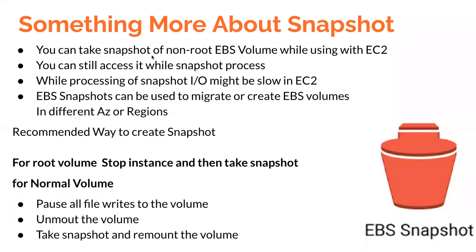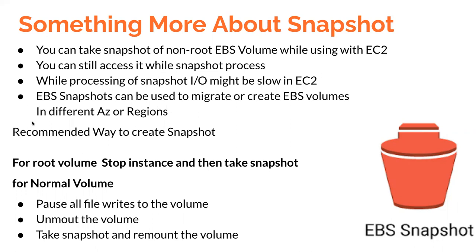Something more about snapshots. You can take a snapshot of your non-root EBS volume while using the EC2. You can take an EBS volume snapshot while you are working on the non-root EBS volume. You can still access the EBS volume during the snapshot process. And while a snapshot is processing, input output might be slow on the EC2 machine. An EBS snapshot can be used to migrate or create an EBS volume in a different availability zone or region.